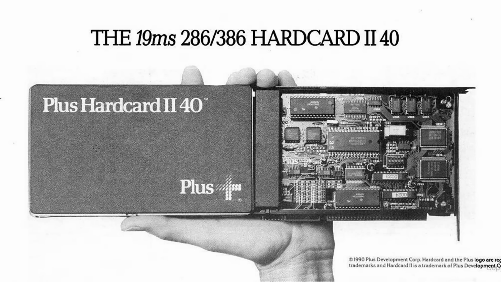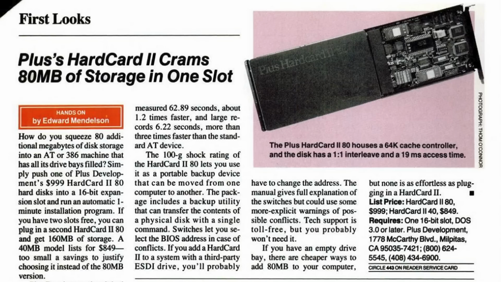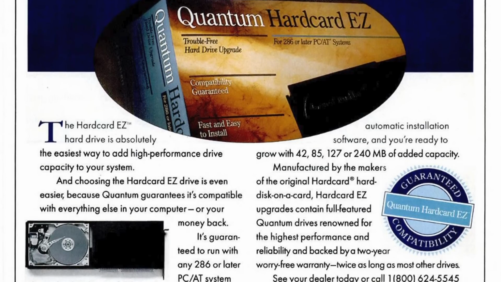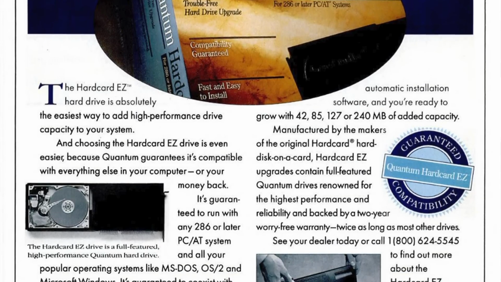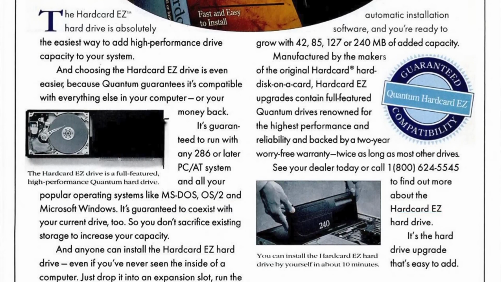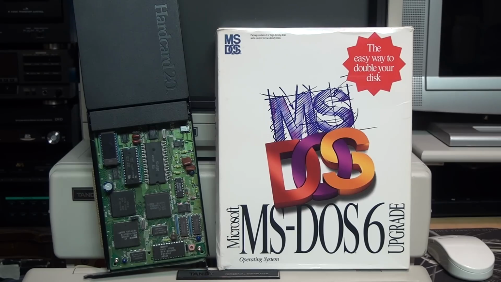Then in late 1989, they introduced the Hard Card 2, which has a 16-bit AT bus interface. It was available in capacities of 40 and 80 megabytes and has a 1-to-1 interleave and a 64K cache to improve disk access speed. Then in 1990, they followed that with the Hardcard 2 XL with capacities of 50 and 105 megabytes. And finally, in 1992, they introduced the Hardcard EZ, and it was available in capacities of 42, 85, 127, or 240 megabytes.